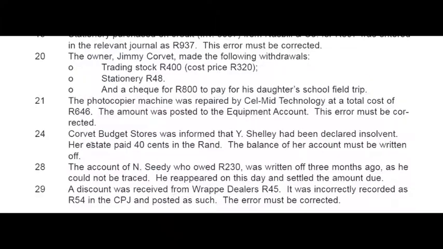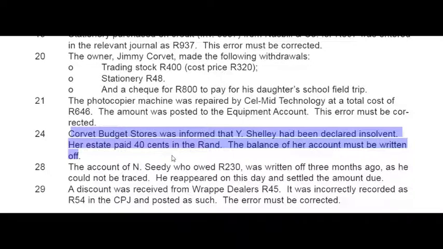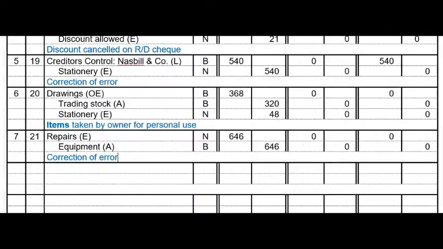Then the next transaction on the 24th, Corvette Budget Stores was informed that while Shelley had been declared insolvent, her estate paid 40 cents in the rand and the balance of her account must be written off. Okay, so let's go and look at the value that her estate pays first. So her estate paid us 40 cents in the rand. We said at the end of the day, she owed us 1,040 Rand. The explanation of that is in the previous video.